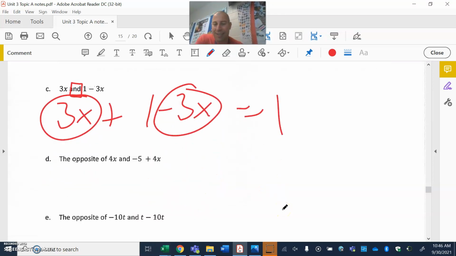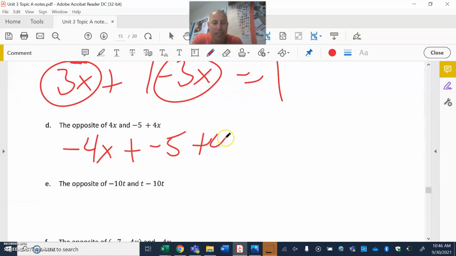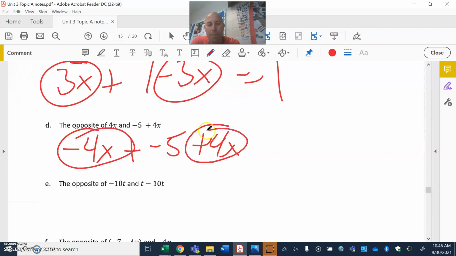Letter D, the opposite of 4x, and we want to combine it with the negative 5 plus 4x. Remember, directions are the same, so "and" is the sum. The opposite of 4x is negative 4x. Again, I'm adding it with the negative 5 plus 4x. It's an addition problem, so I don't need to bring out the parentheses. Hello, opposites. Let's welcome our answer of negative 5. That's kind of where they're going with this.